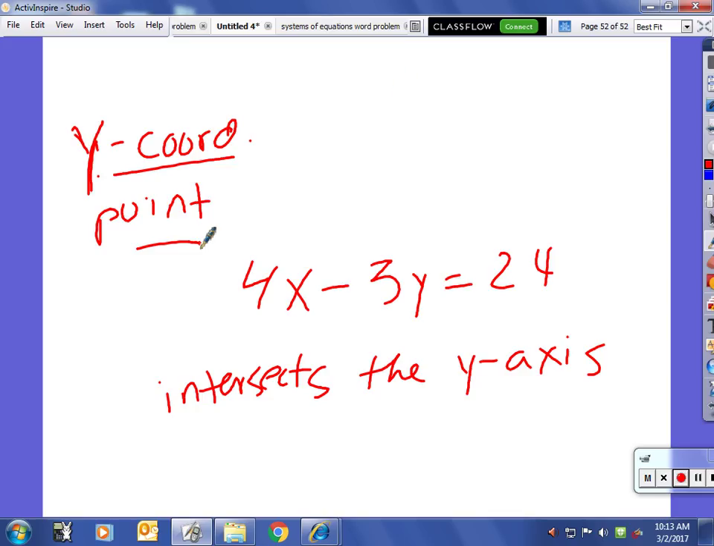Because the x-coordinate has to be 0. Every y-intercept has an x-coordinate of 0. They are asking you to find the y-intercept. Now, let's talk about how you could do that.